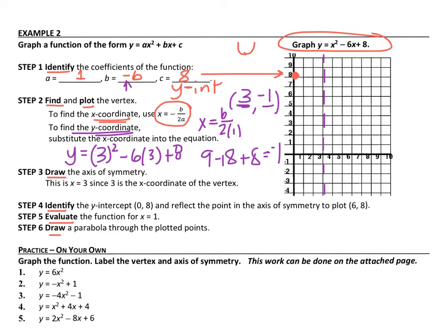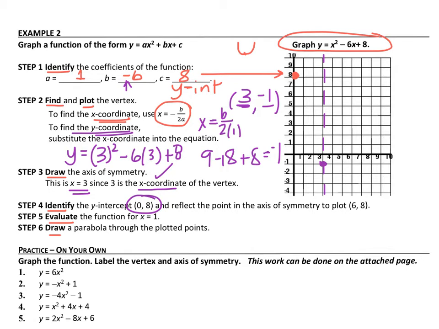So let me go ahead and plot that right now. That's going to be right here. (3, -1) is the lowest point on this graph. And it looks like we already did step 3, or I did step 3. x is equal to 3 since x was equal to 3 in the vertex. So that dashed line is our axis of symmetry. So we've done that. And then it says identify the y-intercept, (0, 8). We did that already because I have that red dot. And reflect that point in the axis of symmetry.